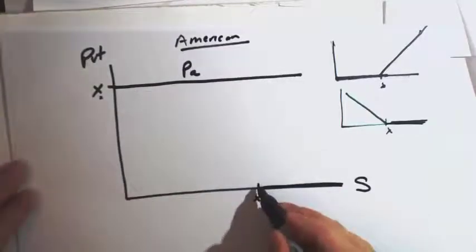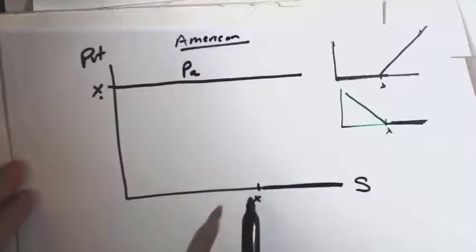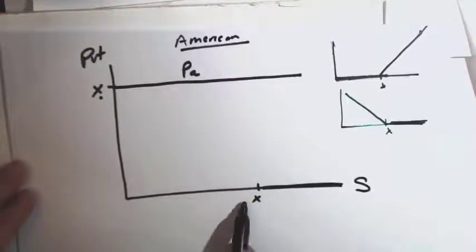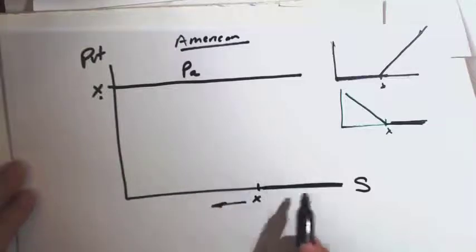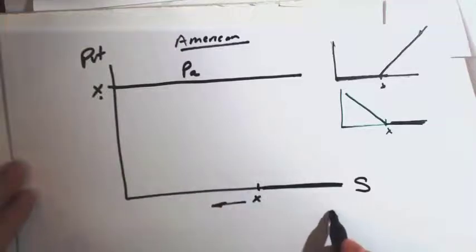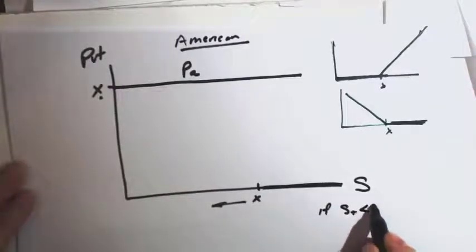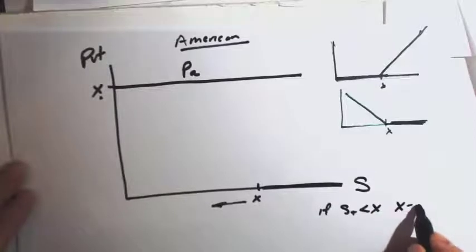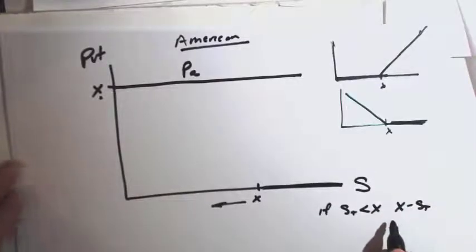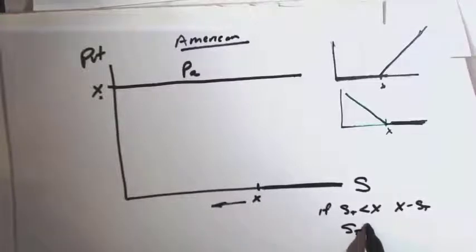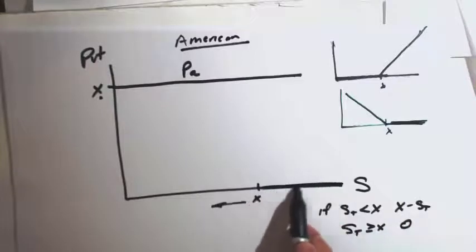And then for every dollar the stock falls below the strike and you start moving in this direction, the option pays off $1. Because remember the payoff on a put is, if the stock price is less than the strike, the payoff is X minus ST. And then if the stock price is greater than or equal to X, the payoff is 0. So I just graphed this component right here.